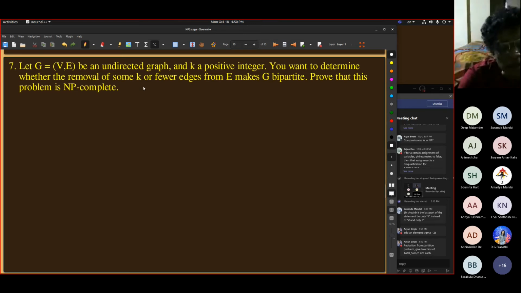And of course, the corresponding minimization problem is remove as few edges as possible in order to make G bipartite. But anyway, let's start with the decision version itself. It is in NP, that is obvious. You just specify which edges I want to remove, and I check for bipartiteness. So that can be done in polynomial time, right? Bipartiteness checking can be done in polynomial time. Do you agree or not?